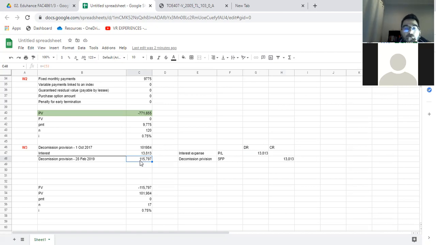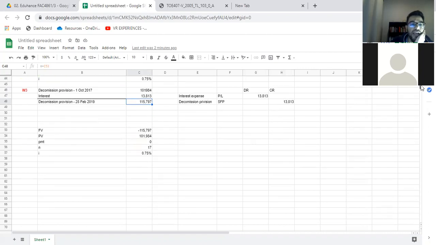But now we know there's some court case that took place and we have to make a change. As a result of that, the useful life changes now to 2 years. Because the useful life changes to 2 years, we need to do a recalculation. So what we have to do is the following.